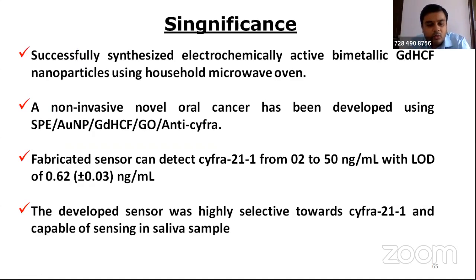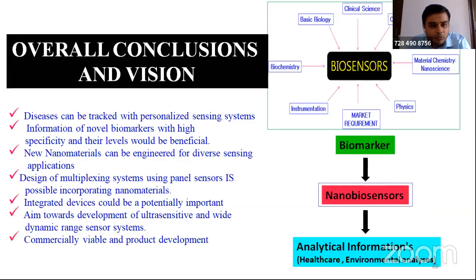So I'll be concluding the whole talk now. So overall, what is the conclusion and the vision? Basically, for the disease or any situation where the molecule has to be tracked, that can be done in a personalized setting. That is very much possible. And the information of the novel biomarker with high specificity and its level is very much important.